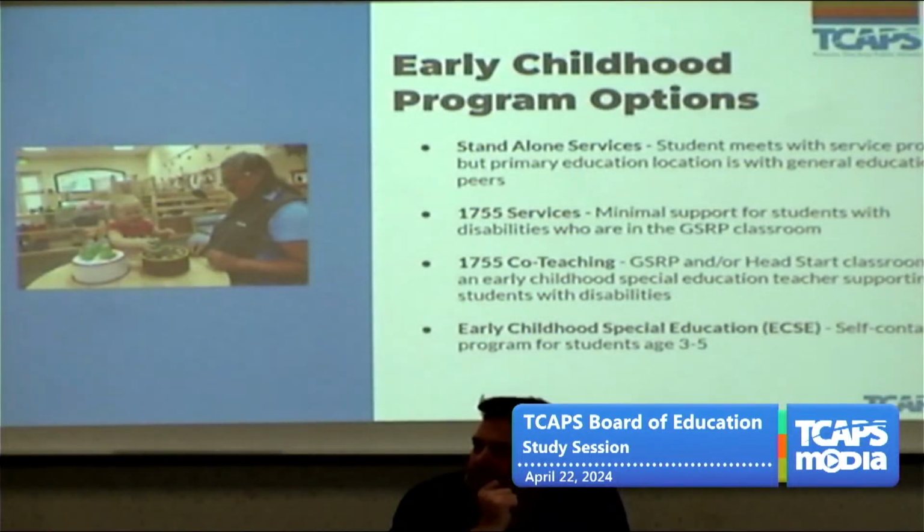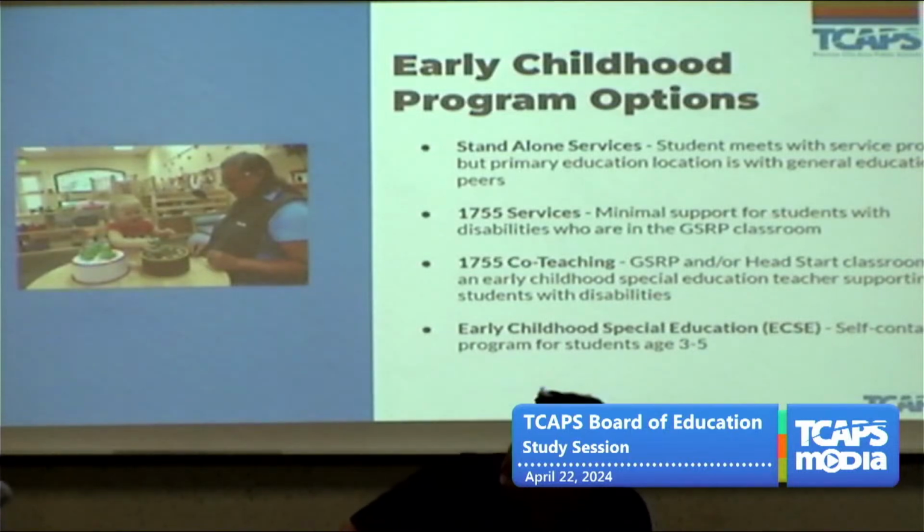So we will talk about early childhood programs here in TCAPS. The first one is what we call standalone services. So that might be a student who just qualifies for speech therapy, or maybe they just need some occupational therapy. They would qualify for the service. This parent would bring them into their local building. They would get some service minutes, and then they're taken home.